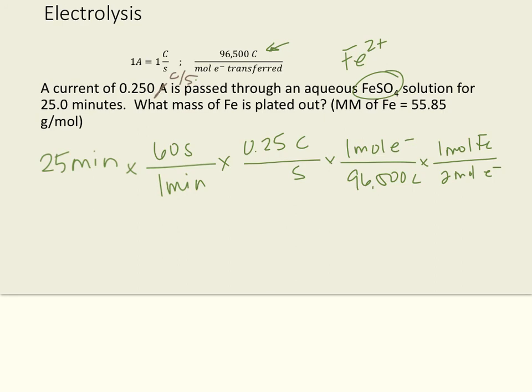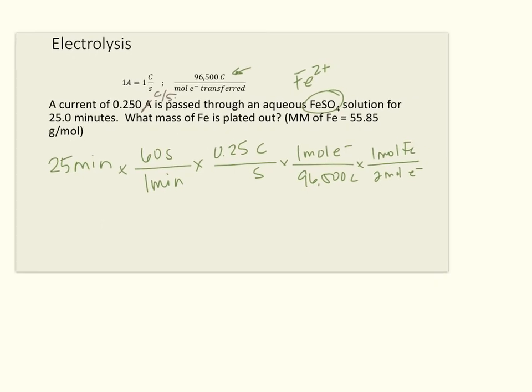And then last but not least, 1 mole of iron is 55.85 grams. So if I take 25 times 60 times 0.25 divided by 96,500 divided by 2 times 55.85, I end up with 0.11, or 0.109 grams of iron.